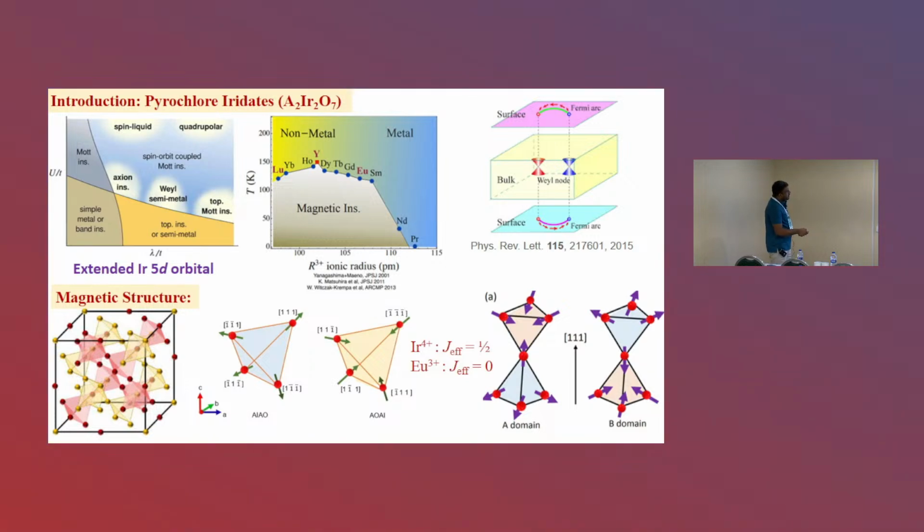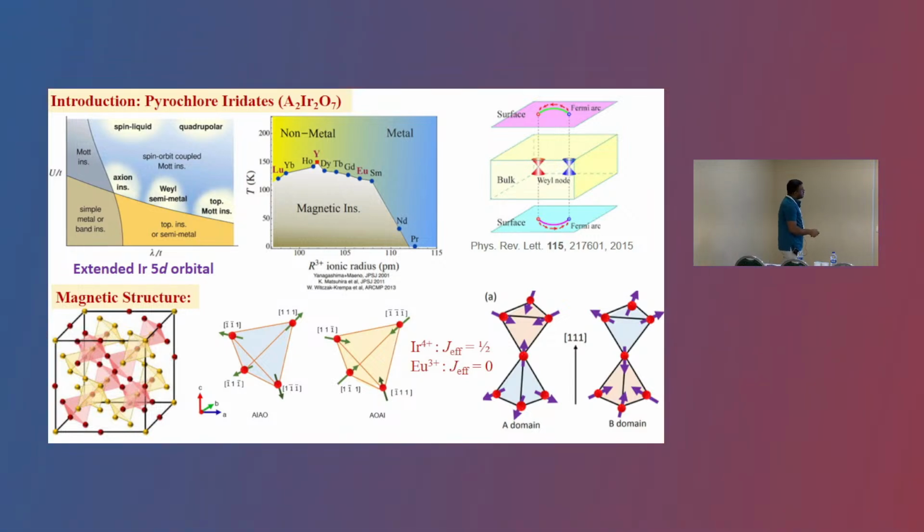Since we are trying to probe the Weyl semi-metallic nature, our most interest will be near Eu, Sm and Nd, where we can see metallic behavior at high temperature and insulating behavior at low temperature. Not insulating, it will be semi-metallic behavior. As we proceed, we can explain how it is different from insulating behavior.